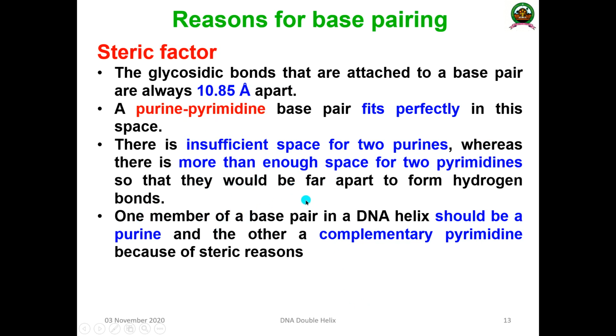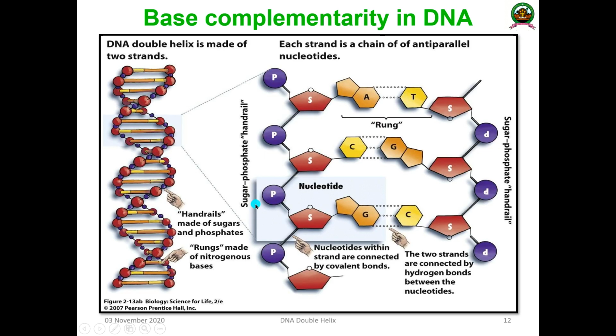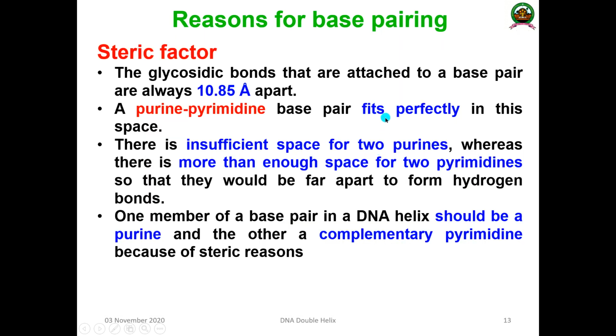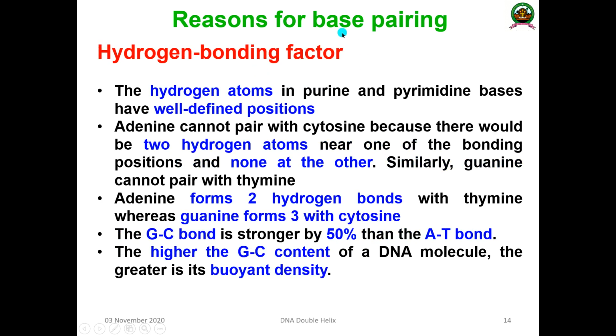So one member of the base pair in the DNA should always be a purine and the other should be complementary, a pyrimidine, because of the steric reason. There will be steric clashes and there will be a problem with the arrangement. So that is known as the steric parameter. Then what about hydrogen bond?